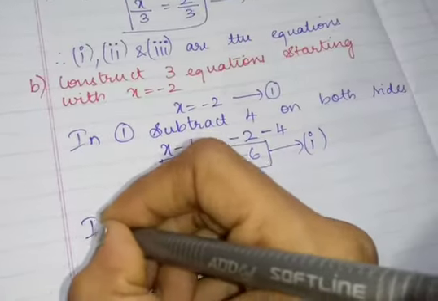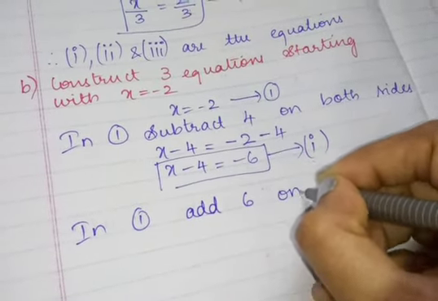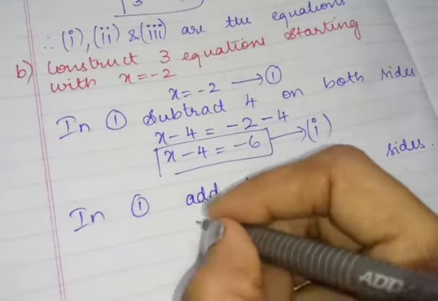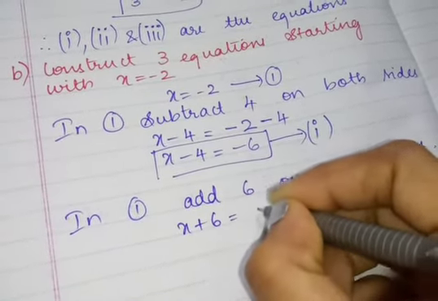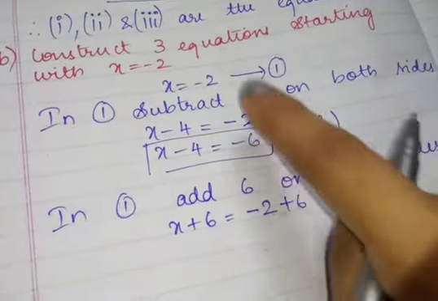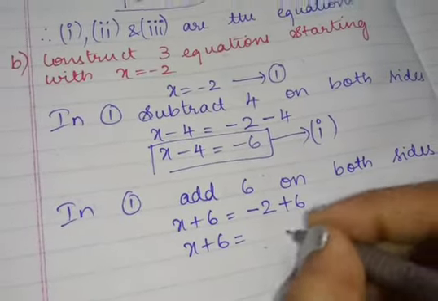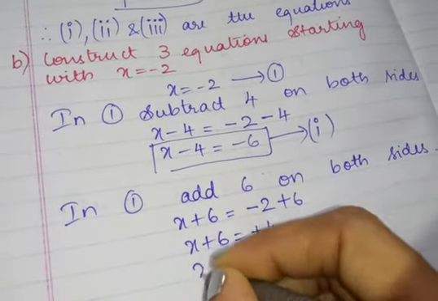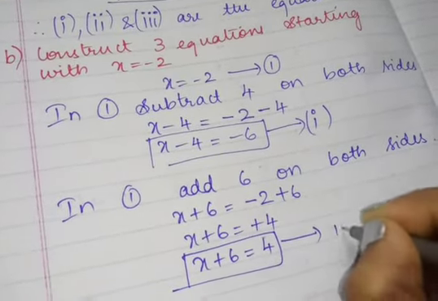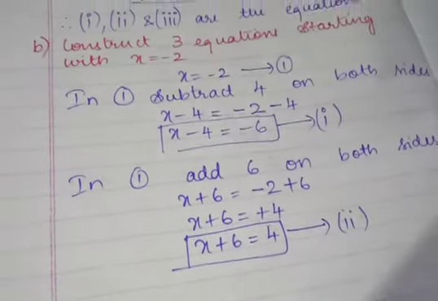Okay, next. In 1, add 6 on both the sides. You can do like that also. So x plus 6 is equal to minus 2 plus 6. x plus 6 is equal to minus 2 plus 6, which is plus 4. Therefore, x plus 6 is equal to 4 is the second equation which I am framing using this first one.